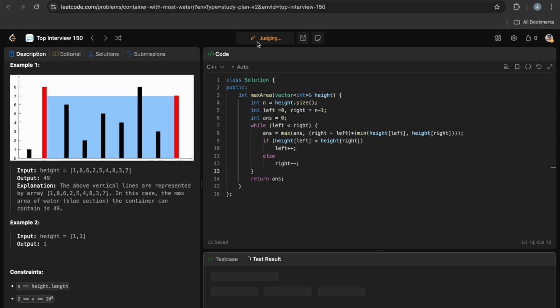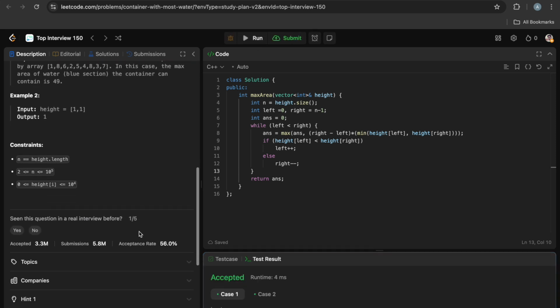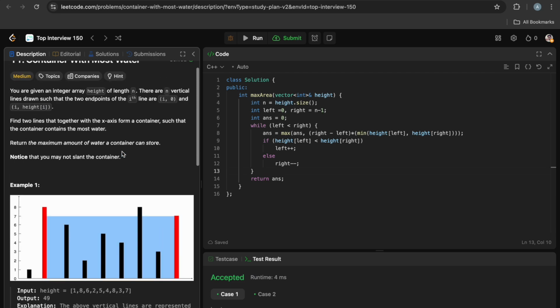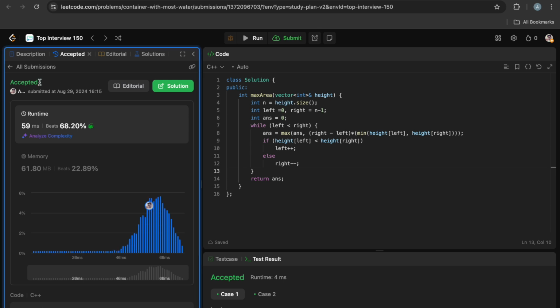So let's try to run it. Yeah, it is getting accepted. Here the length n is given as up to 10 to the power 5, so an O(n) solution should get accepted as well. Let's try to submit it as well. So yeah, it is getting accepted.